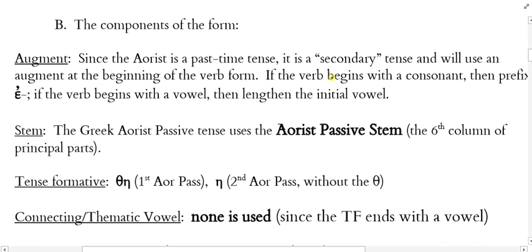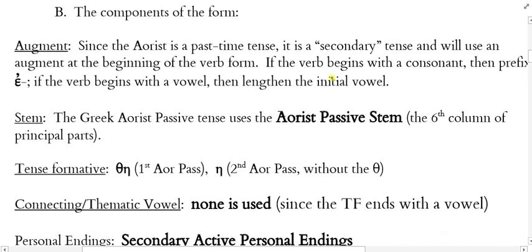Components of the form, because we're dealing with the aorist tense, it's past time, it's going to be augmented, and it's going to employ secondary tense forms because it's augmented. And so we're going to see the epsilon. If the verb stem begins with a consonant, we will add it; if it begins with a vowel, we will lengthen the vowel to augment it. Now, the Greek aorist passive tenses use the aorist passive tense stem. Remember, that is the sixth column in your principal parts list. We're not going to use the third column, the aorist passive indicative.